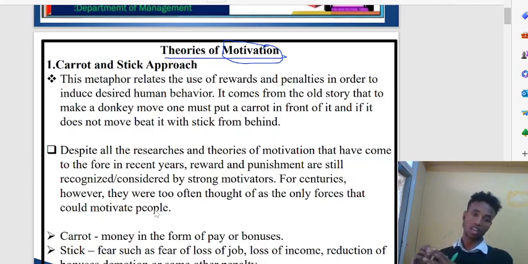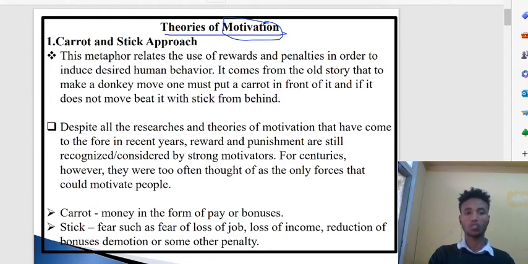For a century, however, they were often, throughout, the only forces that could motivate people.